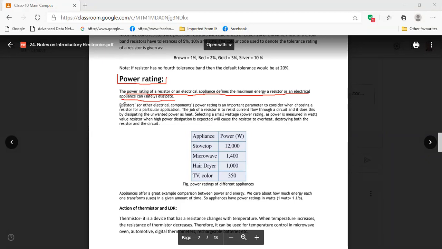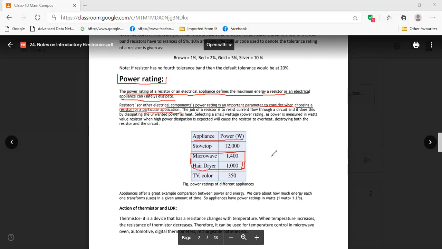Okay, then after this you write this. For a resistor or any other electrical appliance component, power rating is an important parameter to consider when choosing a resistor for a particular application. Okay, after writing this, you also write about this too: appliance power.